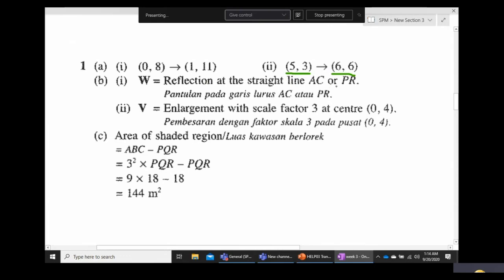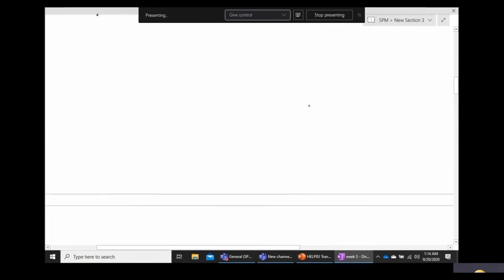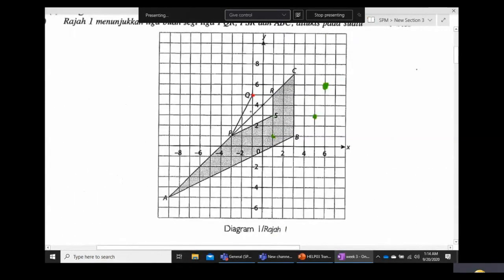Okay, the reflection. When you reflect, you can say AC or PR. Let's look at what is AC, PR. You reflect with respect to this line. My line doesn't look nice because I'm using freehand. I don't have a ruler. So you can say AC, A to C, or you can say PR.